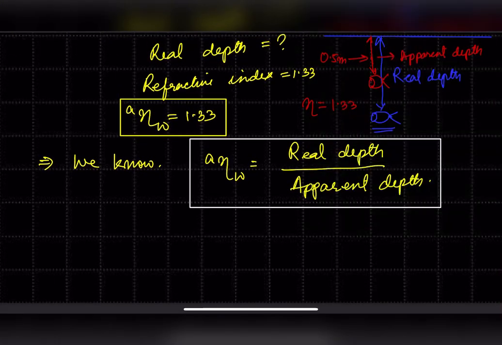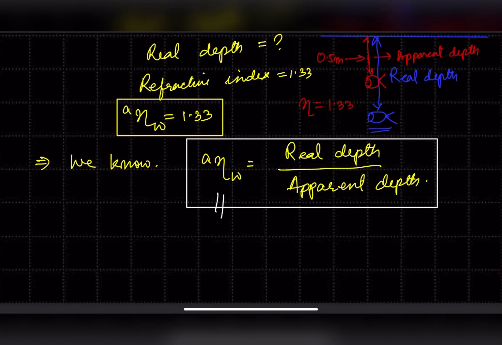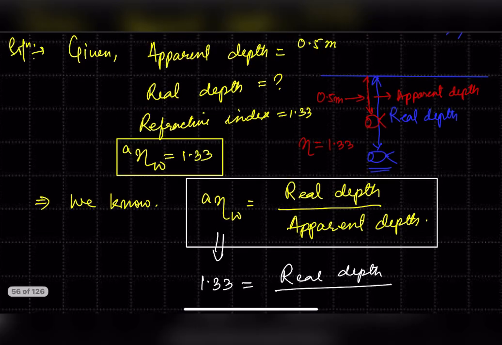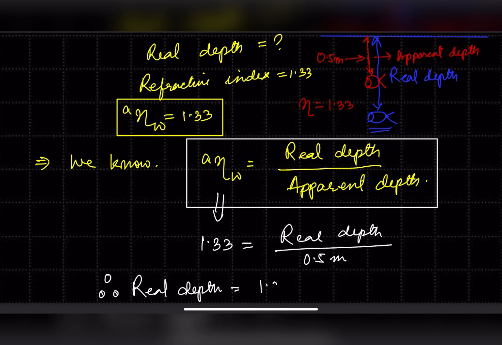Next, what shall we do? Real depth by apparent depth. Instead of the refractive index I can write 1.33, given in the question. Real depth I don't know. Real depth divided by apparent depth, apparent depth is how much? 0.5 meter. So therefore real depth is equal to 1.33 into 0.5 meter.